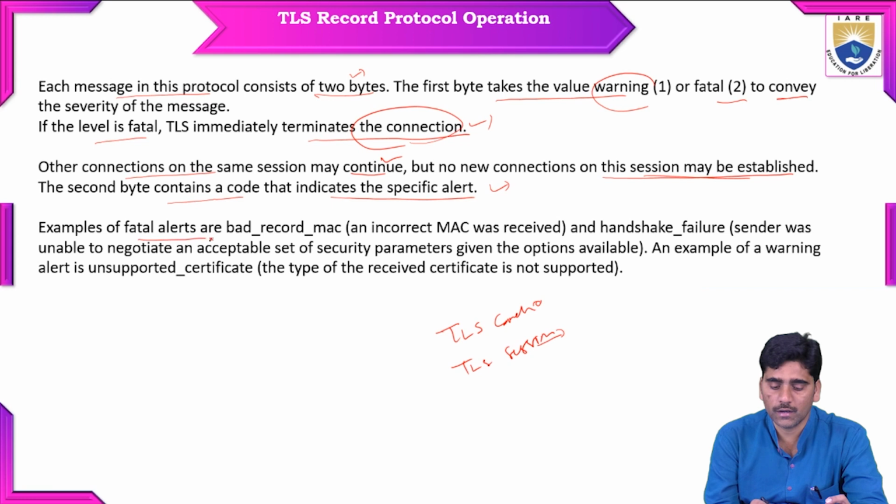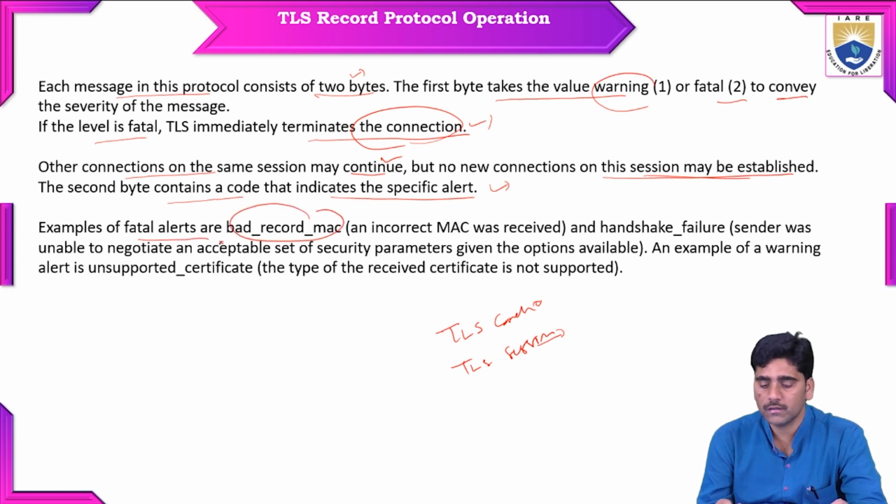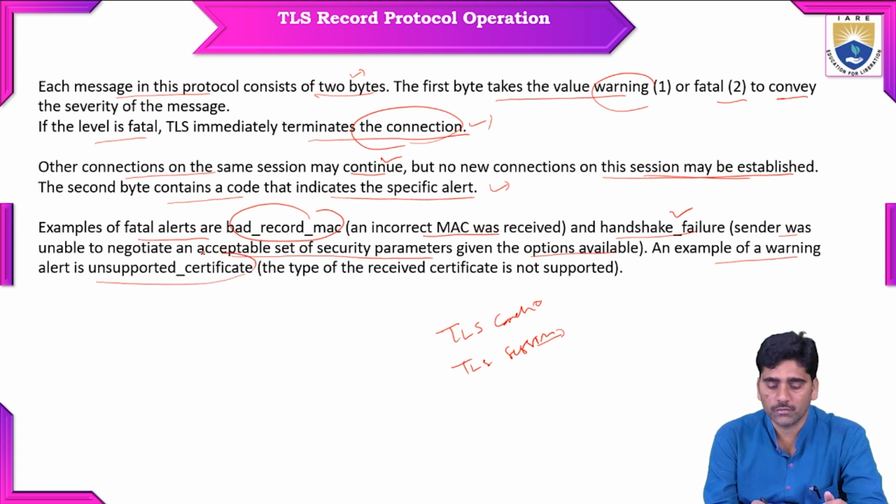Examples of fatal alerts are bad record MAC, which is nothing but an incorrect MAC was received, and handshake failure. This is also one type of fatal alert. A handshake failure indicates that the sender was unable to negotiate an acceptable set of security parameters given the options available. An example of a warning alert is unsupported certificate. So this is one warning alert, and those are fatal alerts.